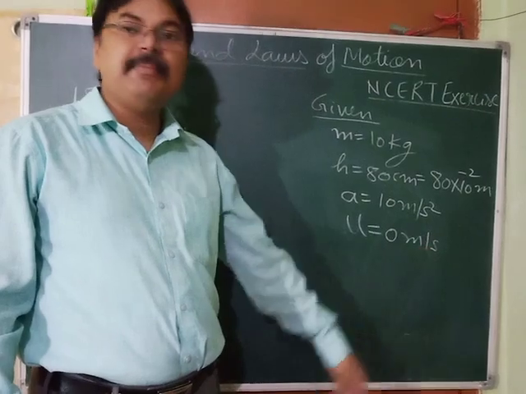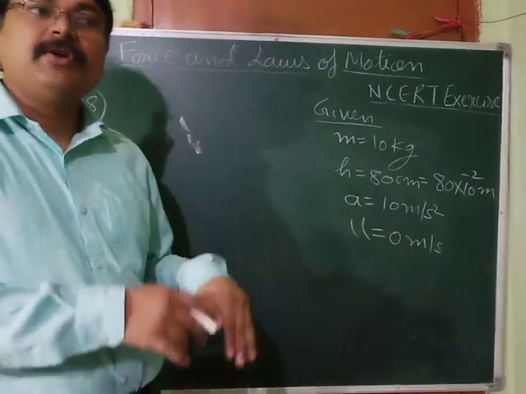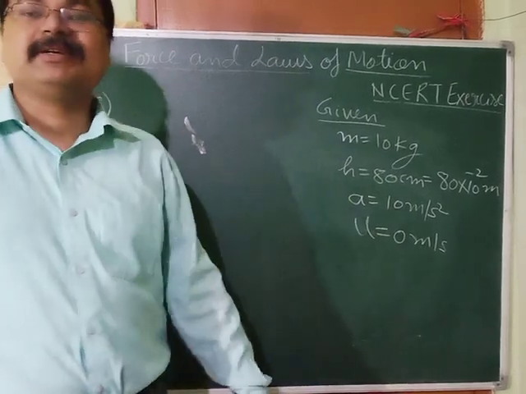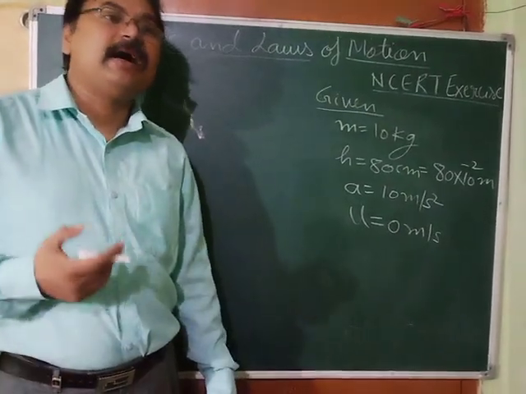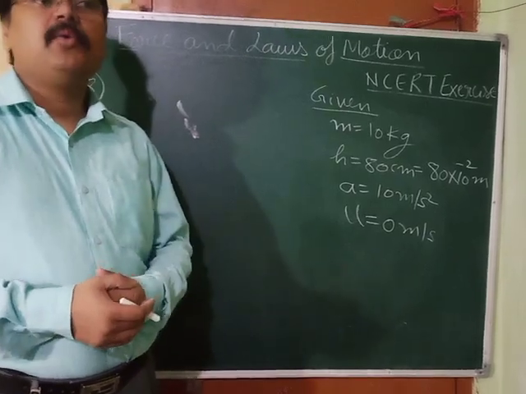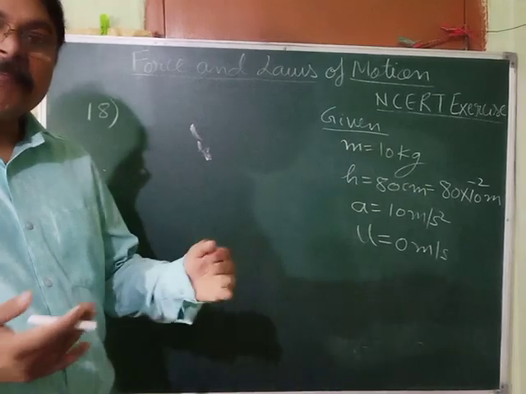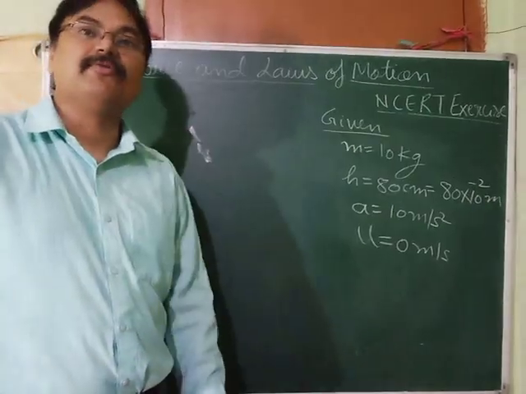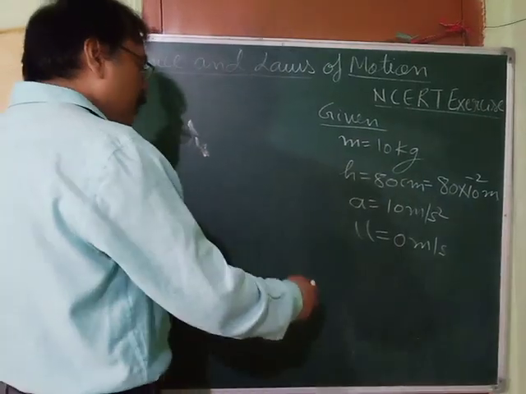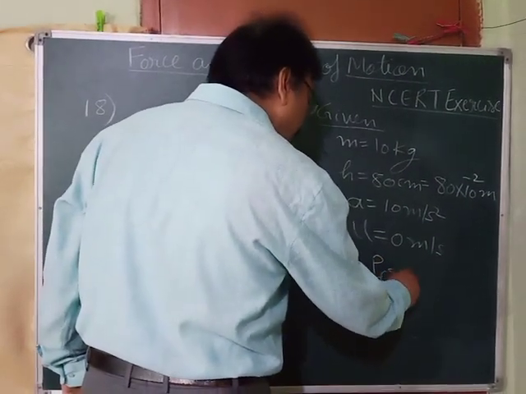Now what they have told: the mass of the dumbbell is 10 kg and the acceleration of the dumbbell is 10 meter per second square while falling downward. That is given in the question. Now what they have asked is what is the momentum which this dumbbell is going to impart to the floor? How much momentum will it impart to the floor? That is the question. So we need to find out the final momentum.